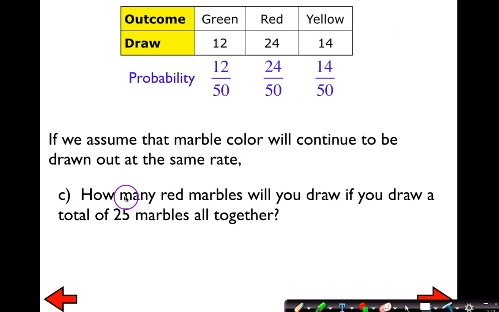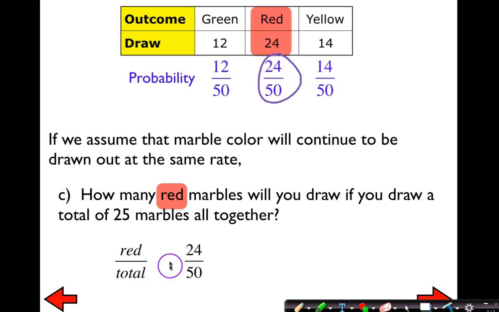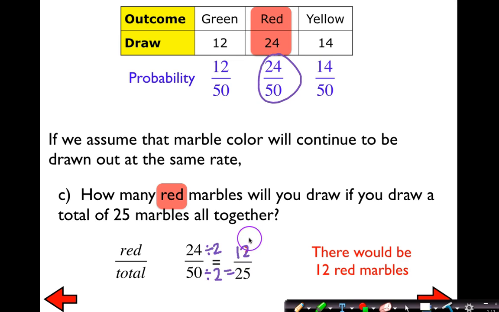So now, how many red marbles would you draw if you draw a total of 25 marbles altogether? Okay, so taking a look at red, we have 24 out of 50. But instead of pulling out 50, we're only pulling out 25. Well, think of it: if you're pulling fewer marbles altogether, we expect fewer of them to be red. Specifically here, it was half. Half of the total means half of the reds, leaving us with 12. So there are 12 red marbles. That's what we'd expect. So notice how I'm using these probabilities to make an educated guess.